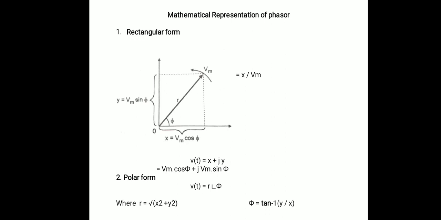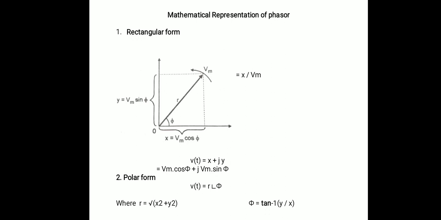You can see in the diagram one phasor drawn between the x and y axes. The length of that phasor is r, and it is the peak value of the sinusoidal quantity, represented by Vm. There is the Vm notation on the top of the phasor, and that phasor makes an inclination angle of theta with respect to the reference axis.